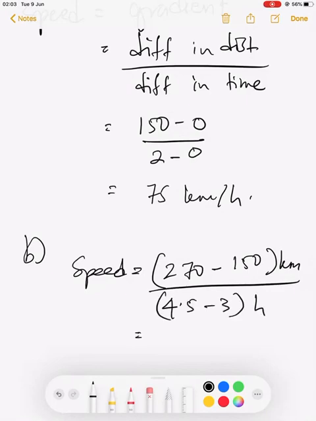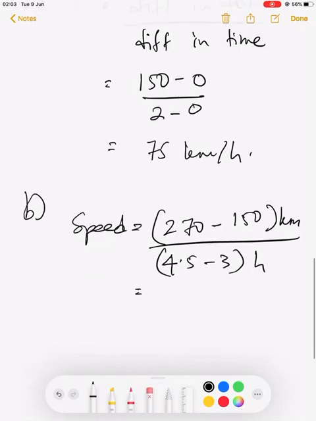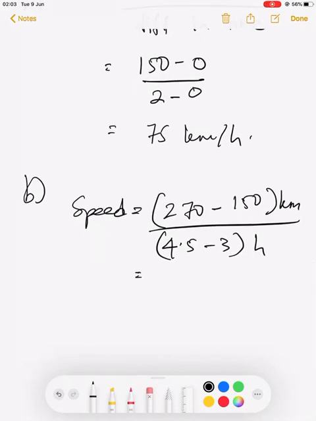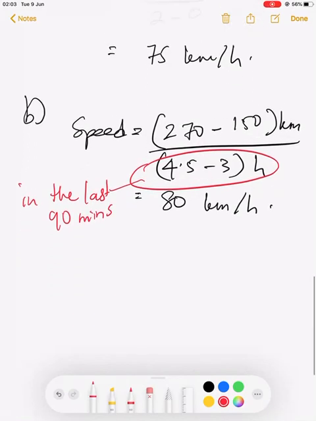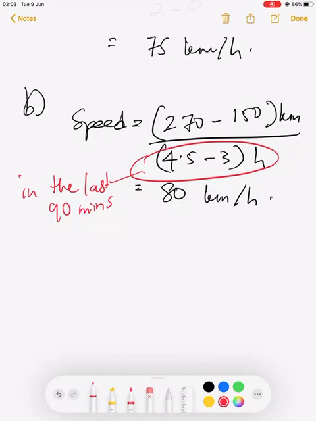Okay, so use your calculator. 80 kilometer per hour. So the speed is 80 kilometer per hour in the last 90 minutes. Okay, class? Here, in the last 90 minutes. So how do we say about the motion? So the car travels for 120 kilometer.